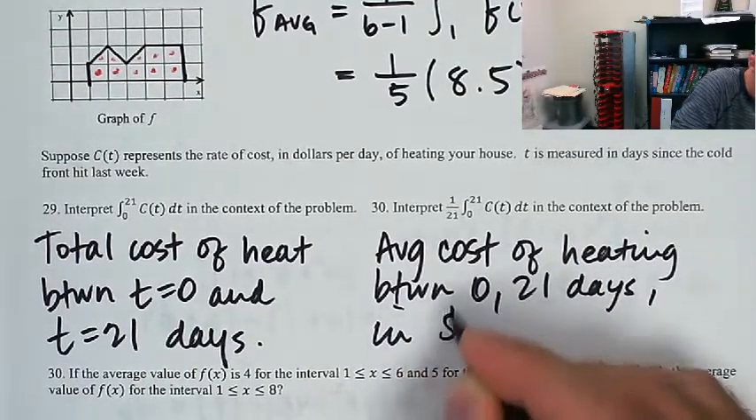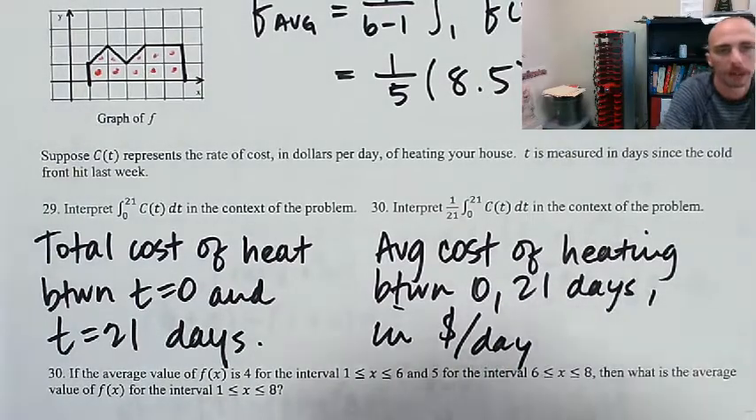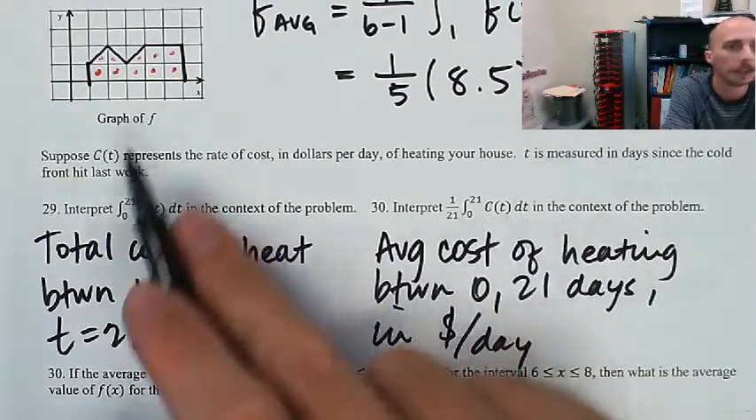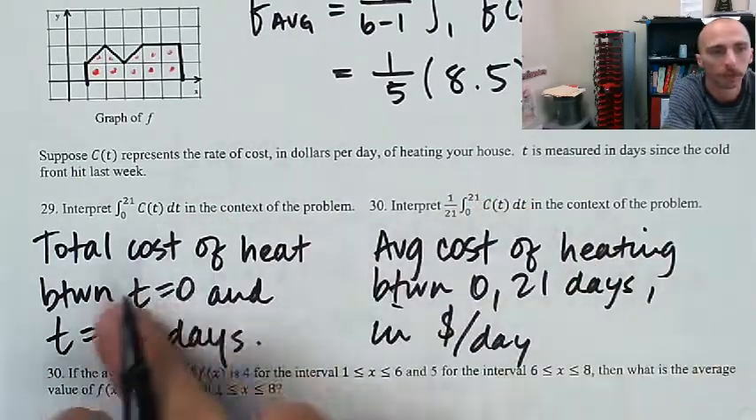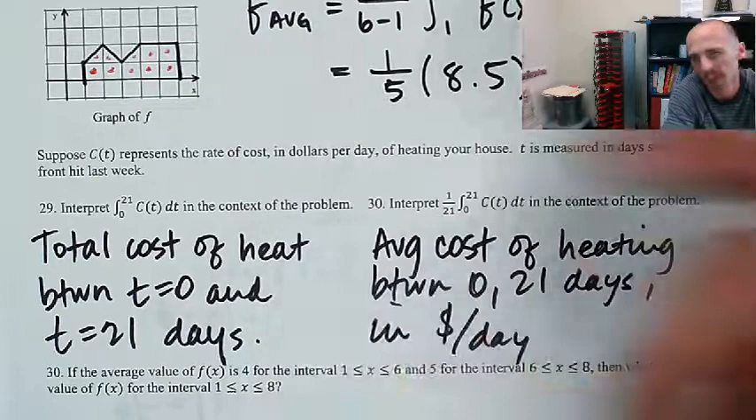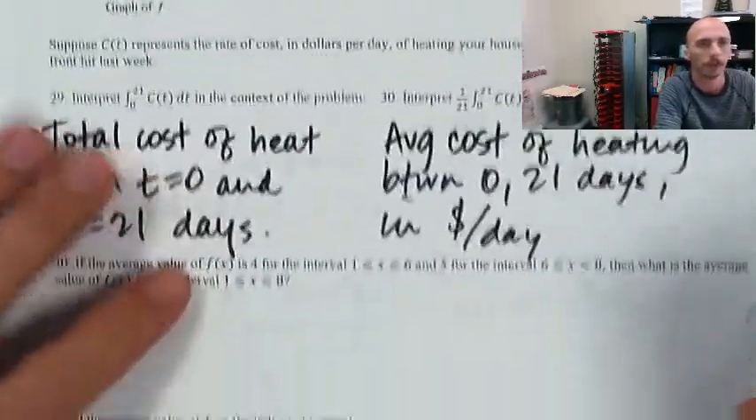And I might mention that this is measured in dollars per day, right? Because it's an average value of C, and C is measured in dollars per day. So you add up to get a bunch of dollars here, but then you're going to divide by a number of days also to get that average value.